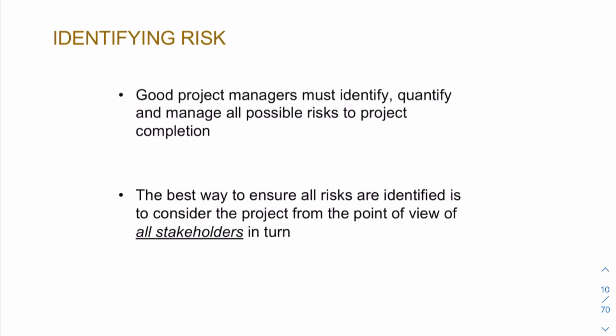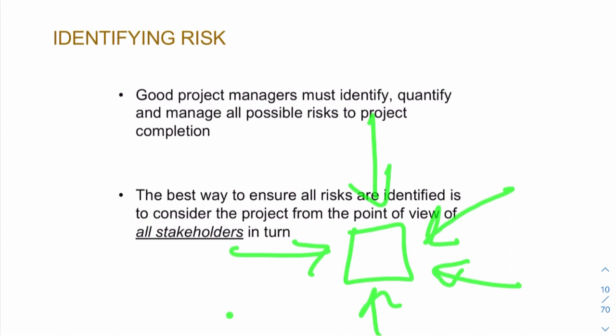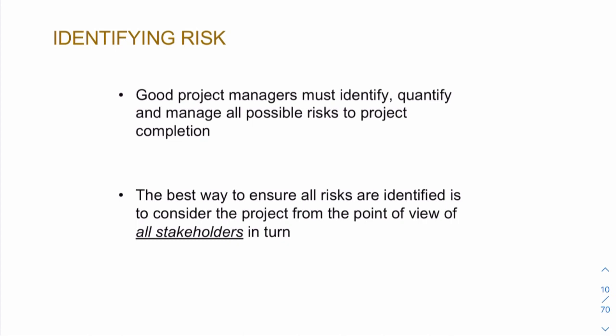So the best way to ensure all the risks are identified is to consider the project from the point of view of all stakeholders. So you have a project and you have lots of different stakeholders. Each of these stakeholders will have a different viewpoint. And if we look at everything which could happen which would diminish the impact of that project for each of those stakeholders, we're more likely to be able to identify all the risks. Okay, so we're still talking about step number one, identifying the risks.